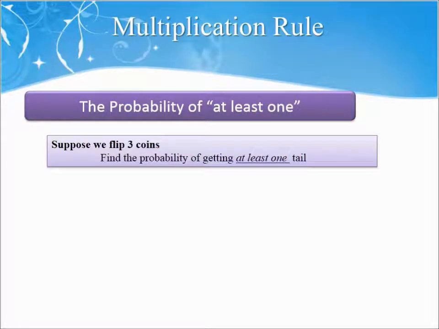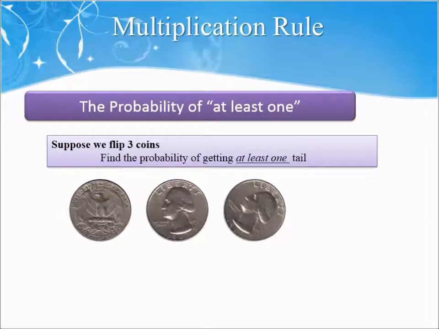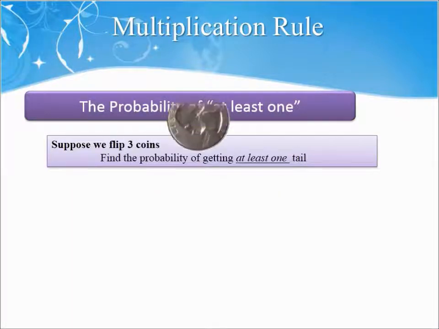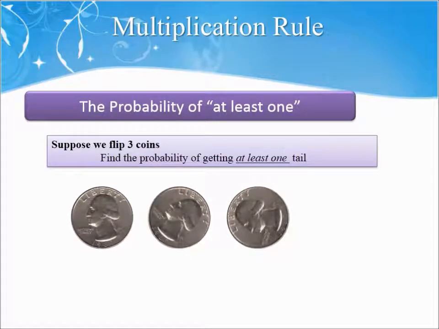Suppose we flip 3 coins, and we want to find the probability of getting at least one tail. We could count up all the different possibilities. For example, we would count this possibility, a tail, a head, because it has at least one tail in it. Whereas we wouldn't count a head and then another head, because it has no tails. So we could just count up all the different possibilities and divide by the total number of possible simple events in our sample space using the classical approach to probability, but we have a better way.